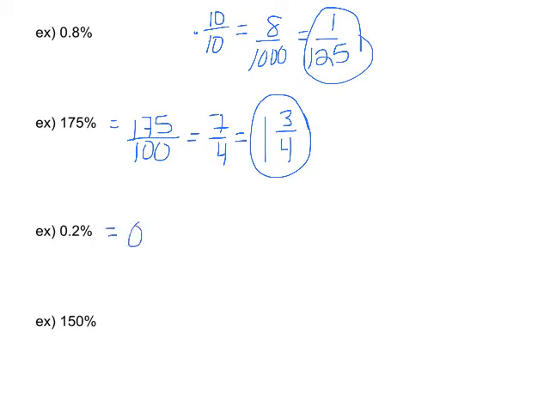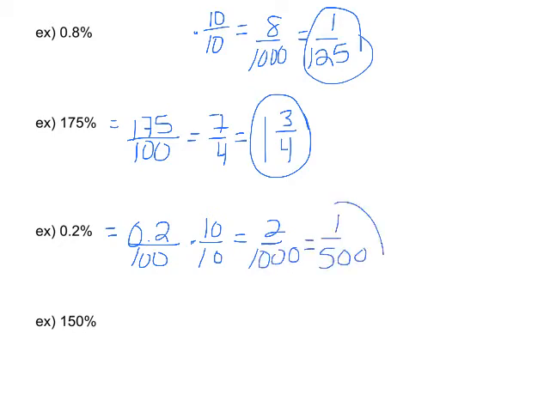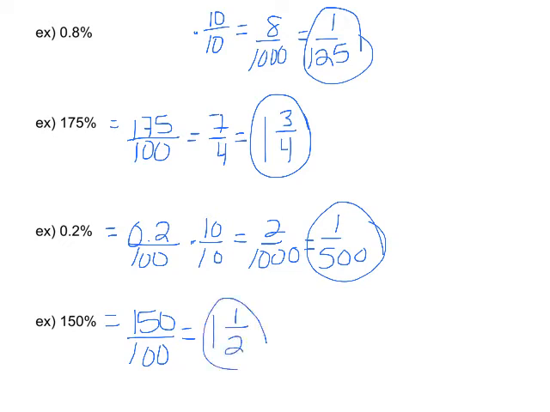So I'm going to get 0.2 over 100. I'm going to multiply by 10, because I need to move over 1 decimal place to make that 2 a whole number. So I'm going to get 2 over 1,000, which is then going to simplify to 1 over 500. For 150%, I'm going to get 150 over 100, which is going to simplify to 1 1/2.